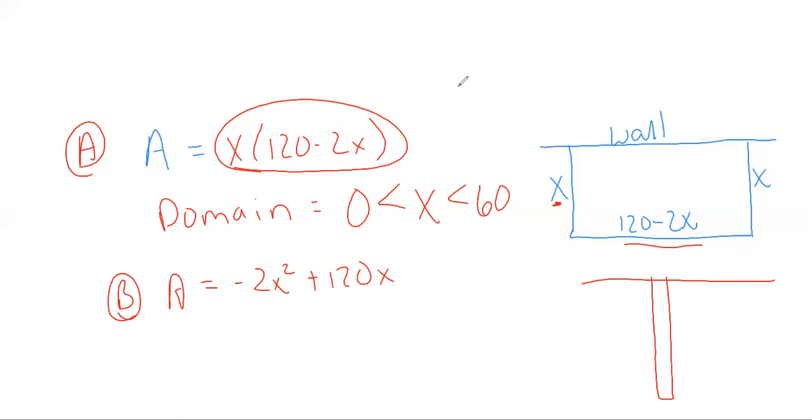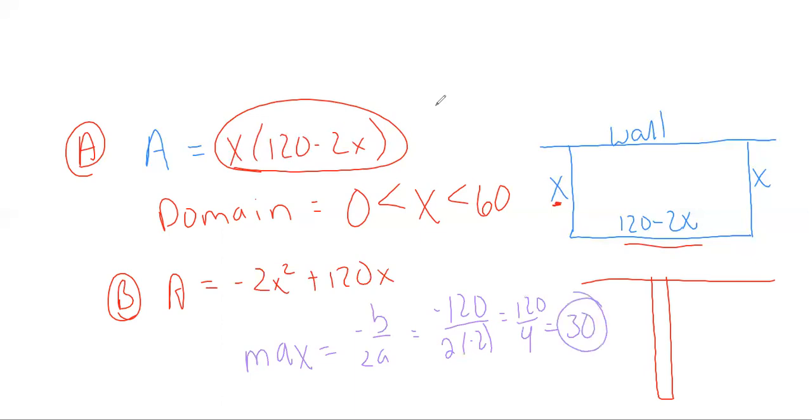And remember, the max is going to be equal to negative b over 2a. Well, in this problem, you've got negative 120 over 2 times negative 2. So you've got 120 divided by 4, which is 30. To get the maximum amount of area, x would be 30. And that would be 30. So this would be 60. And that would give me the ultimate number of area.